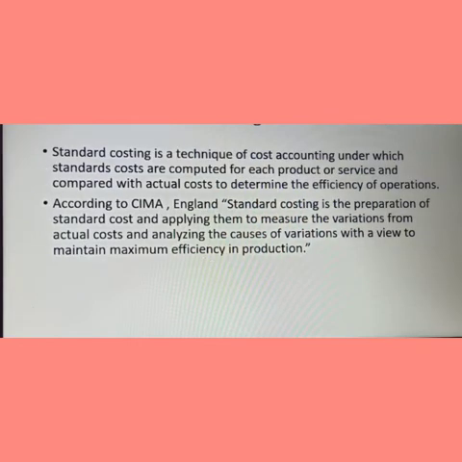Now, what is standard costing? Standard costing is a technique of cost accounting under which standard costs are computed for each product or service and compared with the actual cost to determine the efficiency of operations. According to CIMA England, standard costing is the preparation of standard cost and applying them to measure the variations from actual cost and analyzing the causes of variations with a view to maintain maximum efficiency in production.